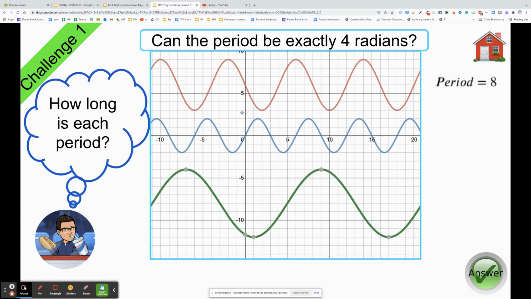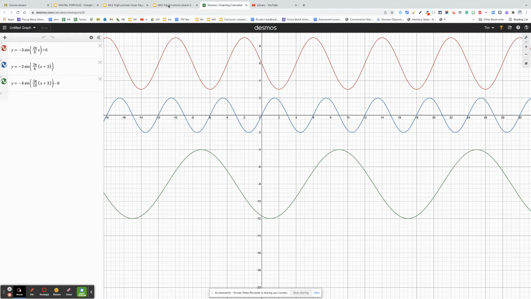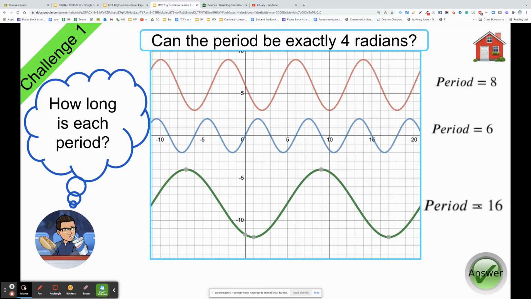Okay, well, we can see that this one starts at an average, goes down, and right there I can see that that is 8. So this one has a period of 8, and this one has a period of 6, and this one has a period of 16. So I don't know about you, but I would much rather play with periods that are 8, 6, and 16 rather than things that are portions of pi. So that's what today is about.